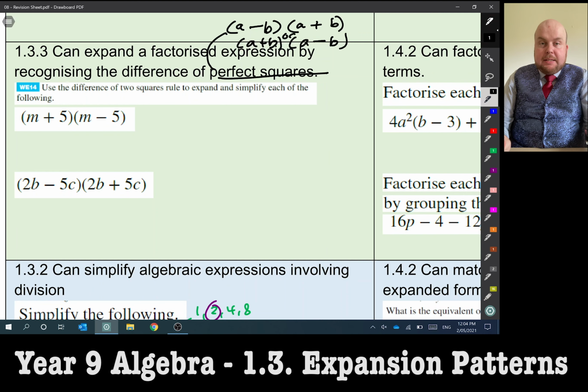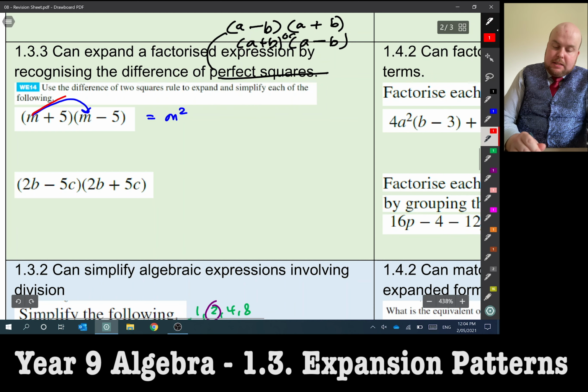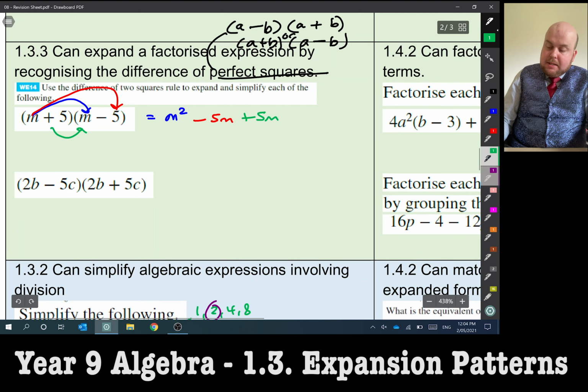If you see brackets like this, there is a pattern, and a pattern can save you some time in being able to answer these questions. If you struggle to find the pattern, that's okay. You can just expand these as normal. So for example, this first one, m times m is m squared. M times negative 5 is negative 5m. Positive 5 times m is positive 5m. Positive 5 times negative 5 is negative 25.